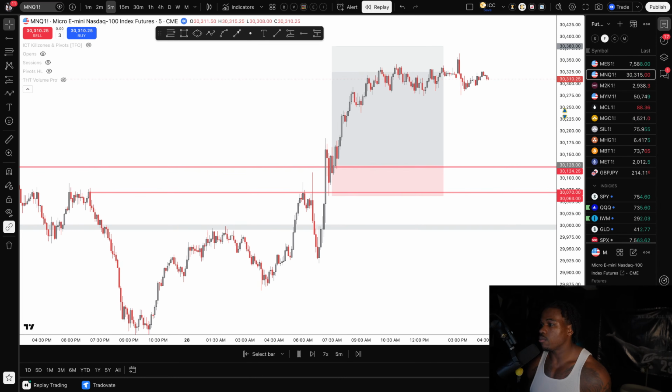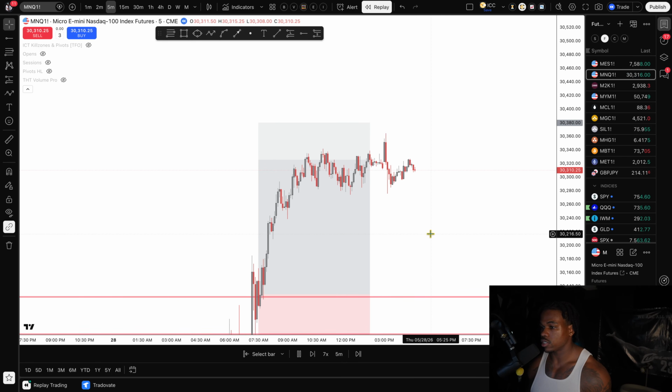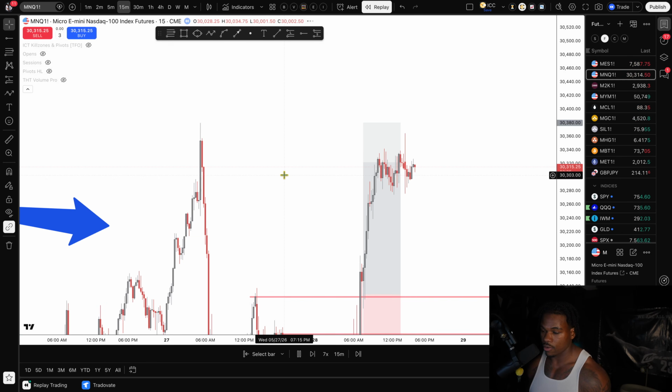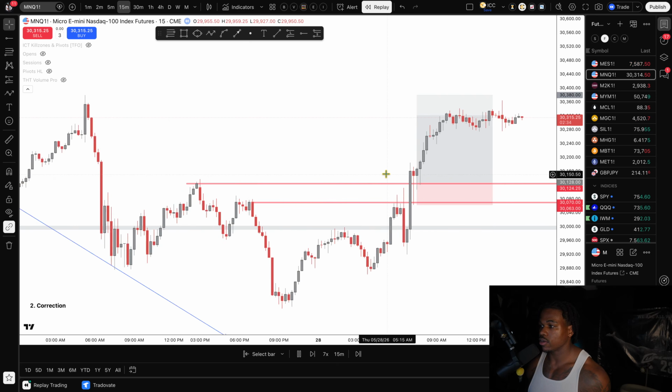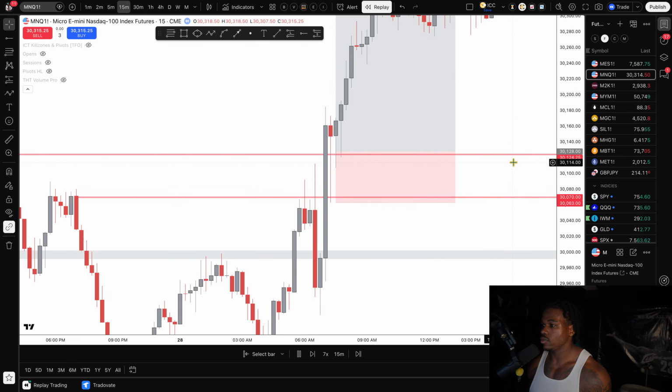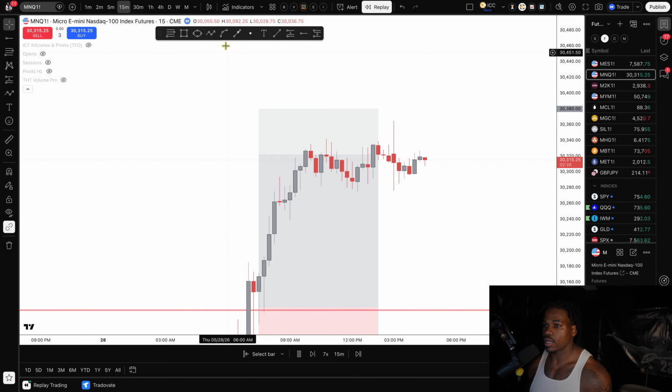You want to see market structure hold. What is market structure in buys? Higher highs, higher lows, higher highs, higher lows. You can track that on the 15-minute, or on the 5. But let's say I was tracking this on the 15-minute. It's not rocket science: high, low, lower high, lower low.